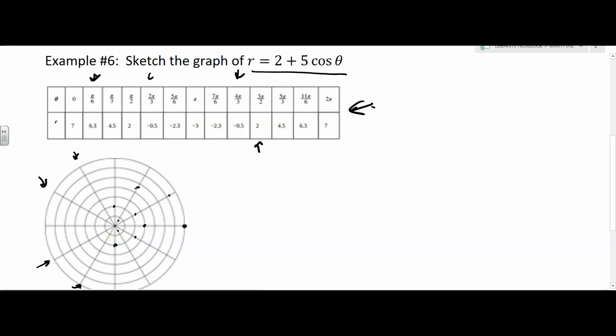And then 5 pi over 3, going to be over here, and it's out 4.5, 1, 2, 3, 4.5. And then 11 pi over 6, so that's going to be this line here. And then that's going to be 6.3, which is like right there. Okay, so you can see a lot of them there. And then you're back to this point here.